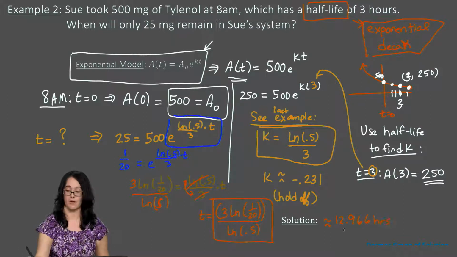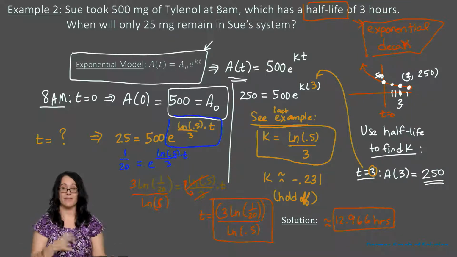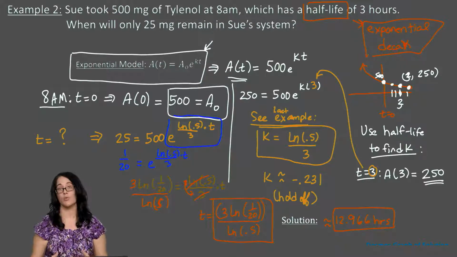And again, feel free to contact me if you need any help with your calculators. Okay? The important thing is to be able to apply this information to real life. So here we are doing that. We now know that she can expect to only have 25 milligrams of Tylenol left in her system 13 hours after taking her initial amount.